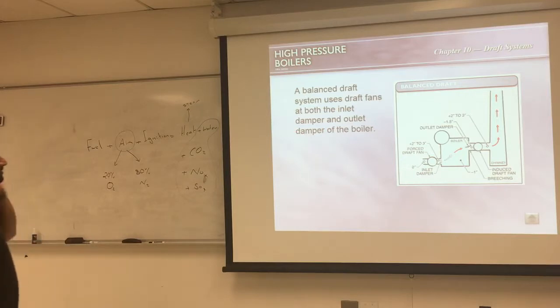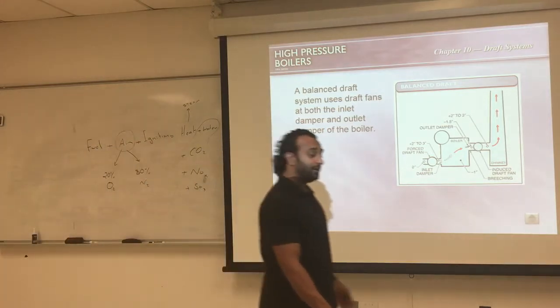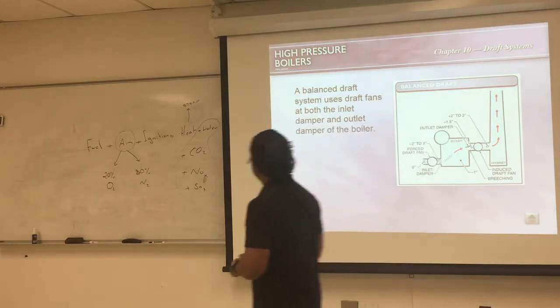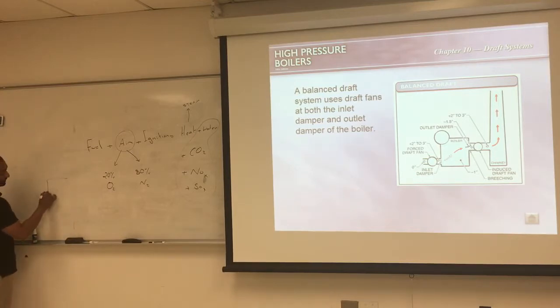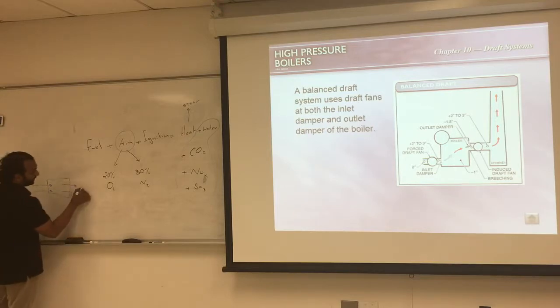So a balanced draft, we will use dampers in the outlet and dampers in the inlet because we have a continuum of balance. Now this is my boiler. Whatever goes in must come out. So mass in will equal mass out.